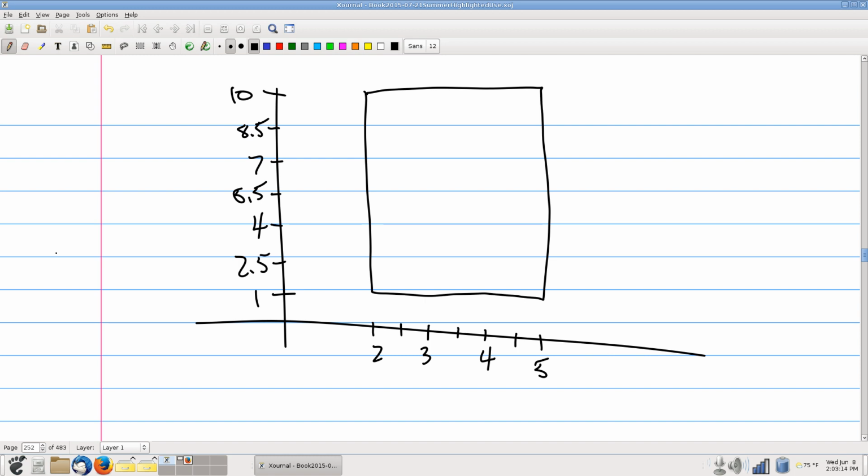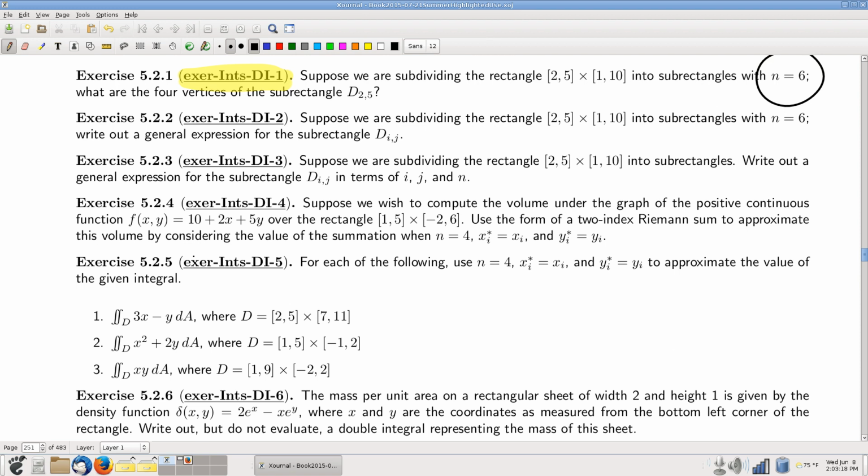Now the question asks us, what can we say about the subrectangle D25? And remember, this notation says that I want to know where i is equal to 2 and where j is equal to 5. Is that cool?